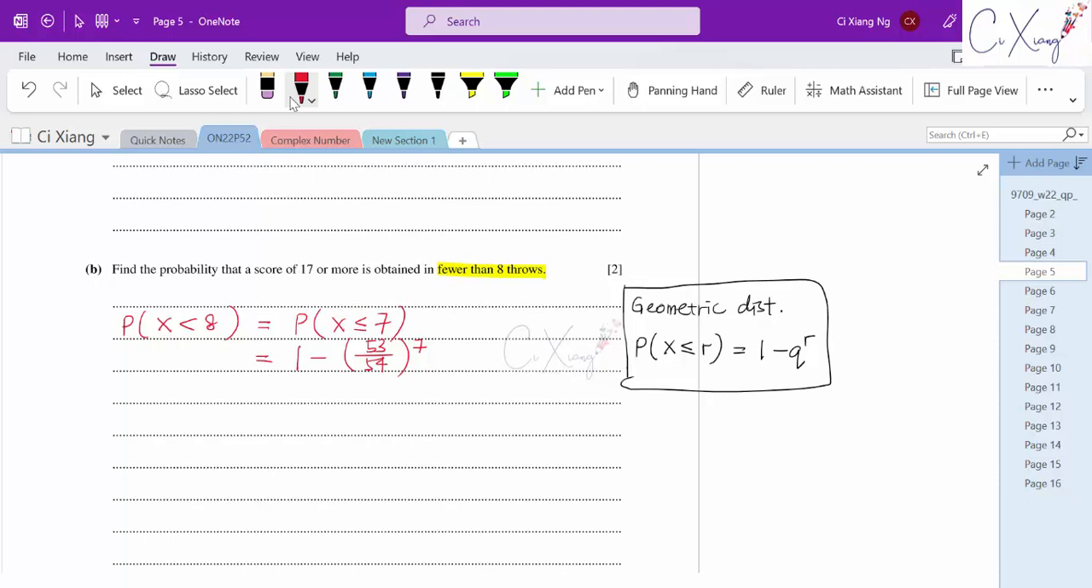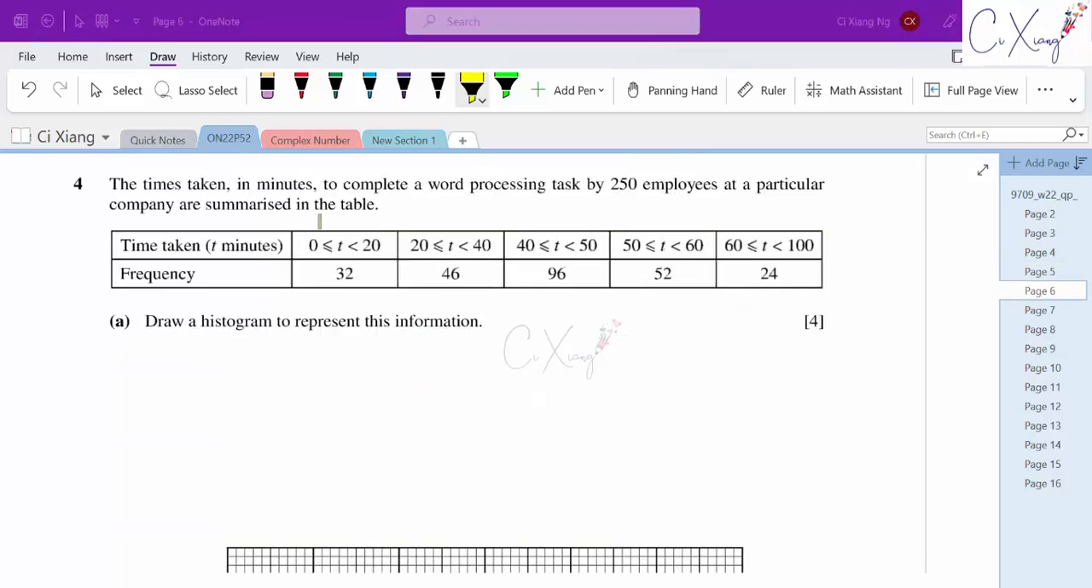So from here, we'll get a long value, and I will cut it short to 3 significant figures, which should be 0.123. Okay, so please make sure that we can identify the geometric distribution in this question, and then we can solve it by using the geometric distribution formula in general. Right, so this is how we answer question number 3.